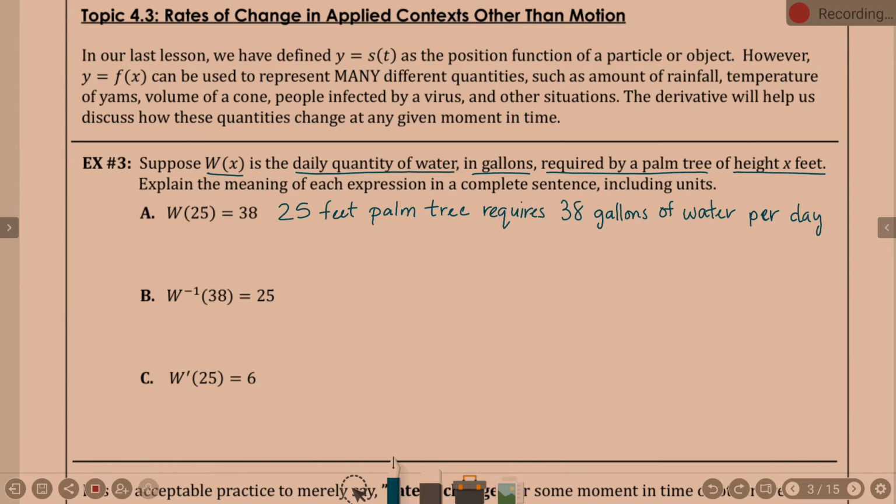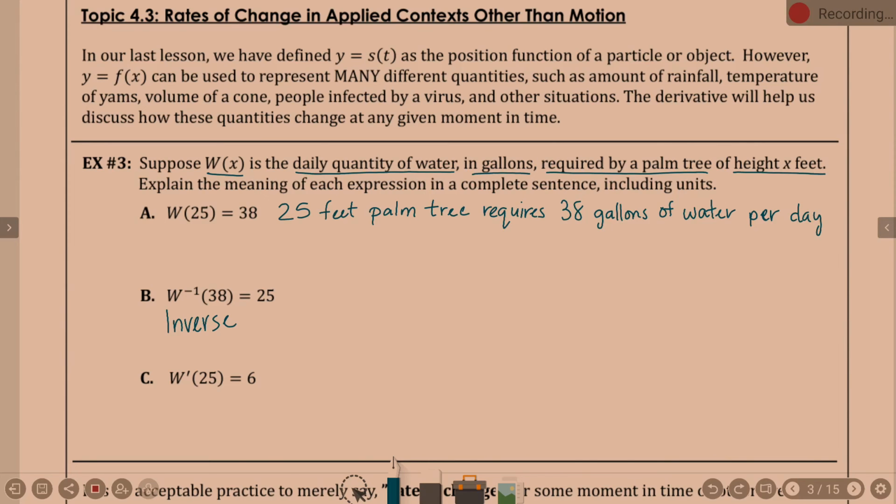W negative 1 of 38 equals 25. Is it the same thing as the question? Yes and no. What does this negative 1 represent? That's the inverse. And what does an inverse do? An inverse switches our input and output, right? So now it's making the 38 the input and the 25 the output.